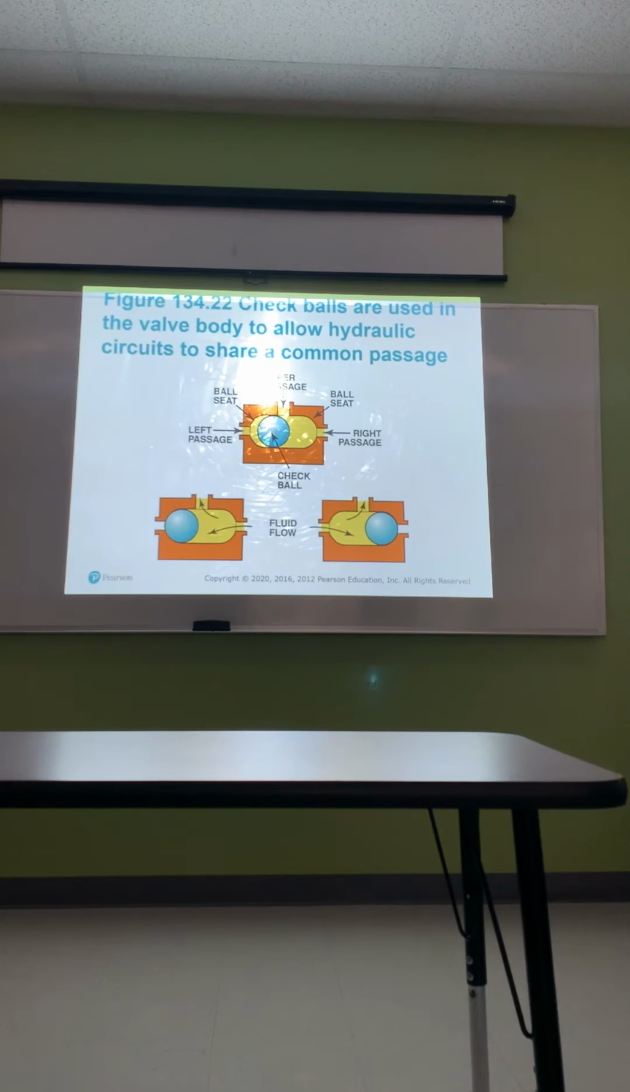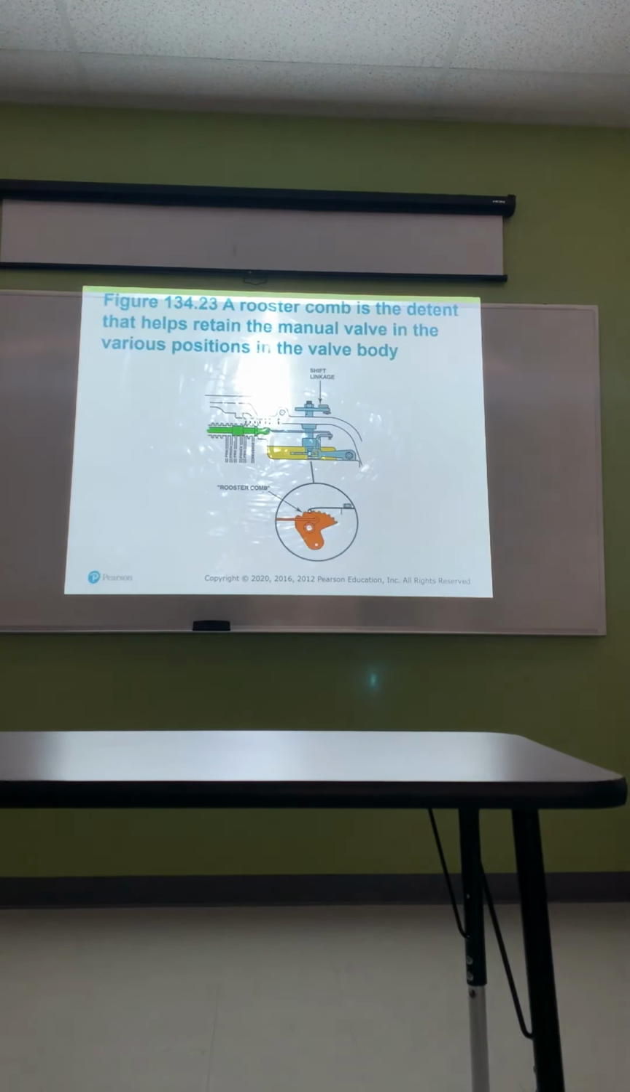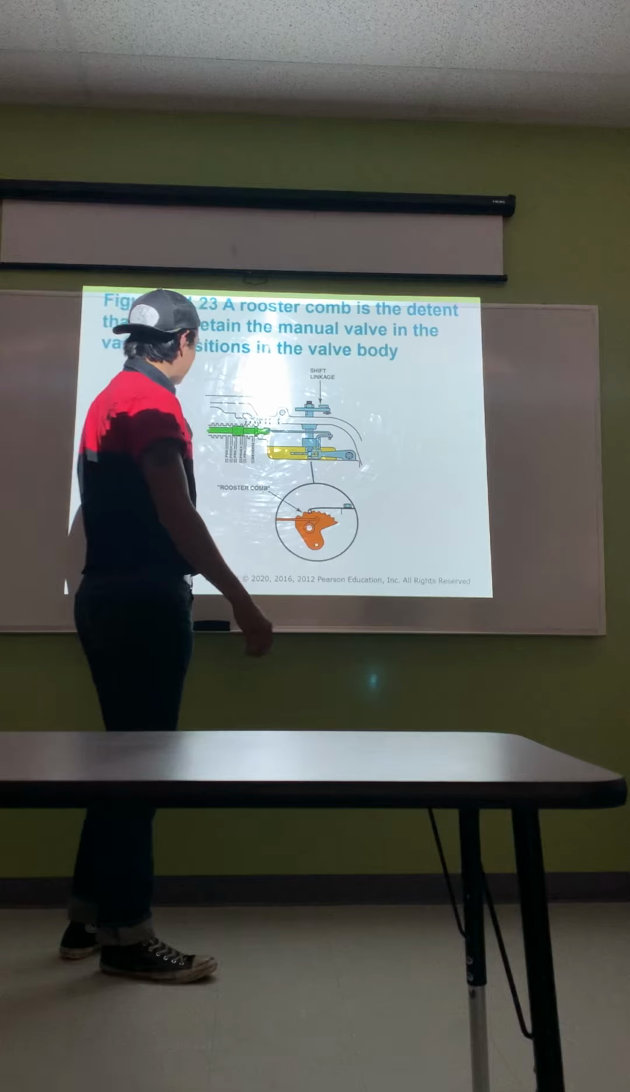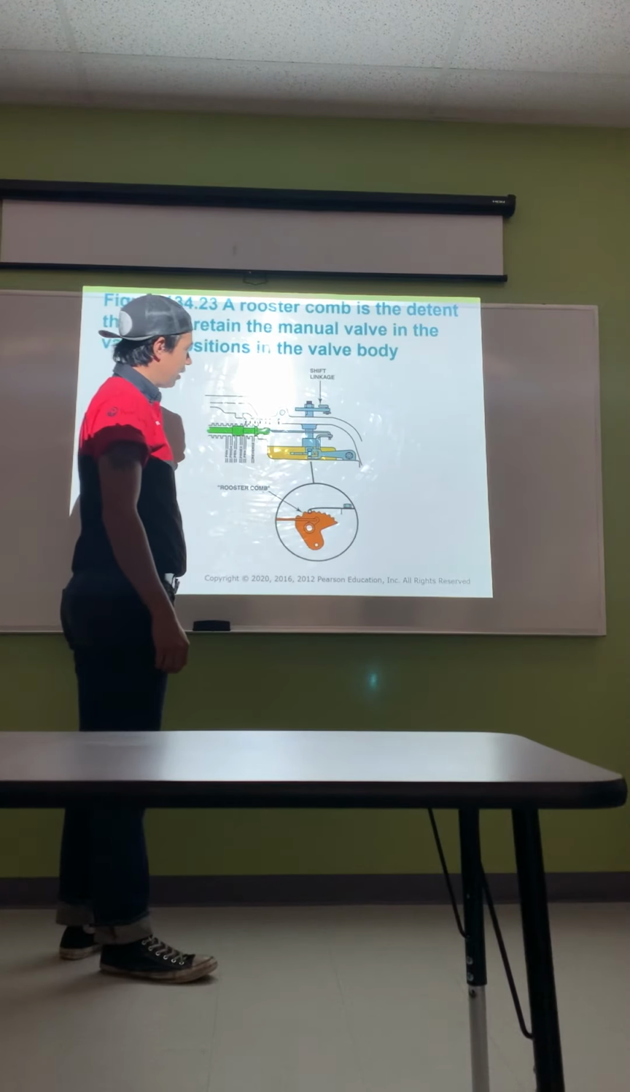Check valves are used on the valve body to allow hydraulic circuits to share a common passage. A rooster comb is a detent that helps retain the manual valve in the various positions of the valve body. So the rooster detent is actually how we engage and disengage each gear.